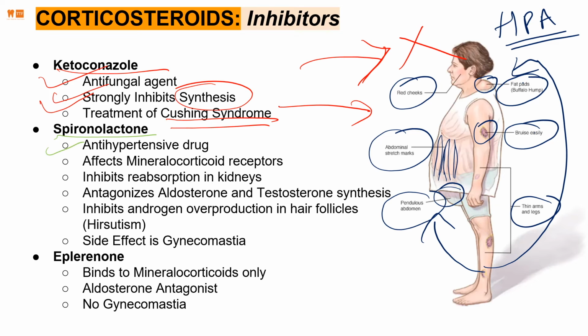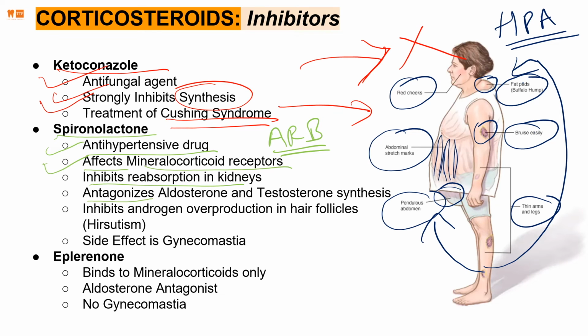Then we have spironolactone. It's an antihypertensive drug. It affects the mineralocorticoid receptor. Remember, aldosterone increases blood pressure, spironolactone decreases blood pressure. Why? Because it inhibits reabsorption in the kidneys. Do we know what spironolactone falls under? ARBs. What are ARBs? Aldosterone receptor blocking agents, in antihypertensive drugs.